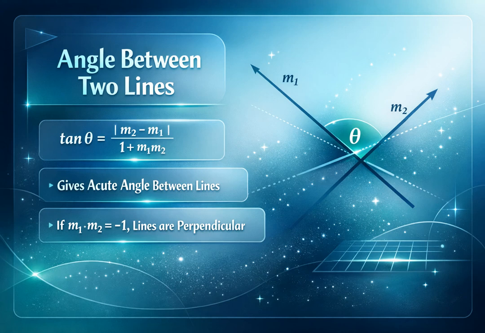The angle between two lines with slopes m1 and m2 can be found using tan theta equals the absolute value of (m2 minus m1) divided by (1 plus m1 times m2). This gives the acute angle between the lines. When m1 times m2 equals -1, the denominator is 0, confirming perpendicular lines form a 90-degree angle.